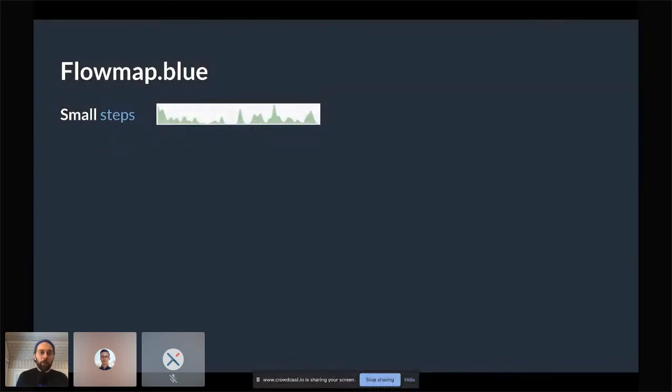I'm doing it in small steps. That's the only way it really can advance. And that's the statistics of my Git commits on this project across the past year.